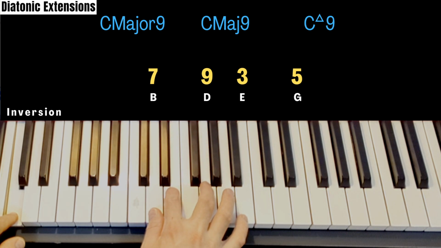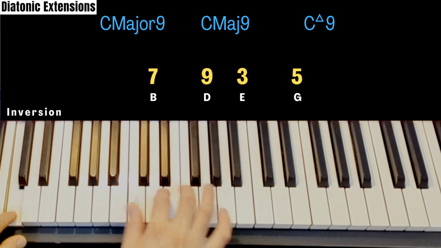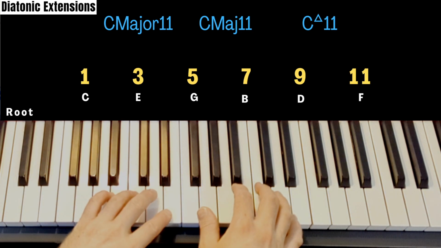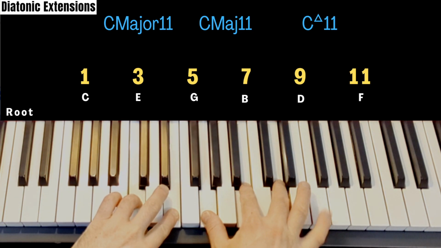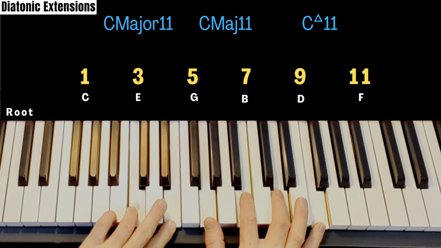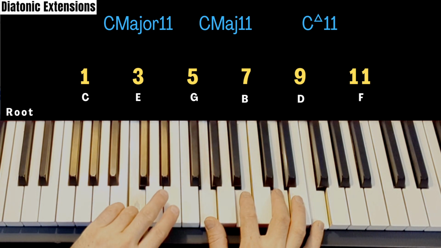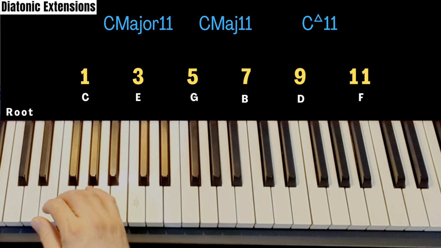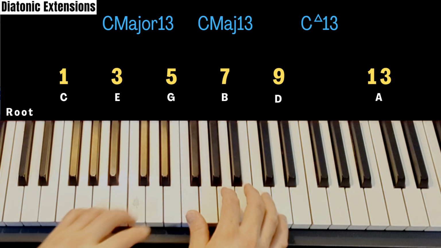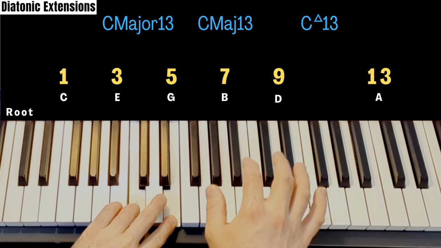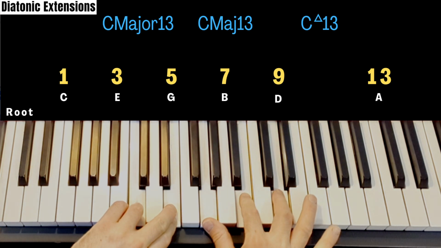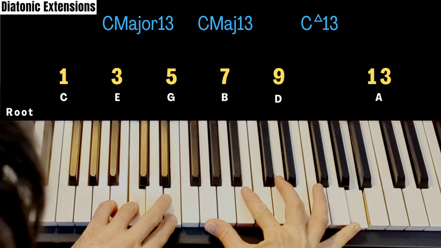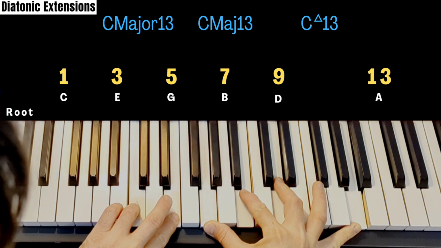And sometimes I'll build it off the 9th, depending on how I need my voice leading to roll. Okay, again, C major 11, not a very common chord, but that's how you would work it out. Root, 3rd, 5th, 7th, 9, 11. Then we've got C major 13. Root, 3rd, 5th, 7th, 9. I'm going to skip the 11 because I don't think that sounds very good. And the 13 there. Bit of a stretch in root position.